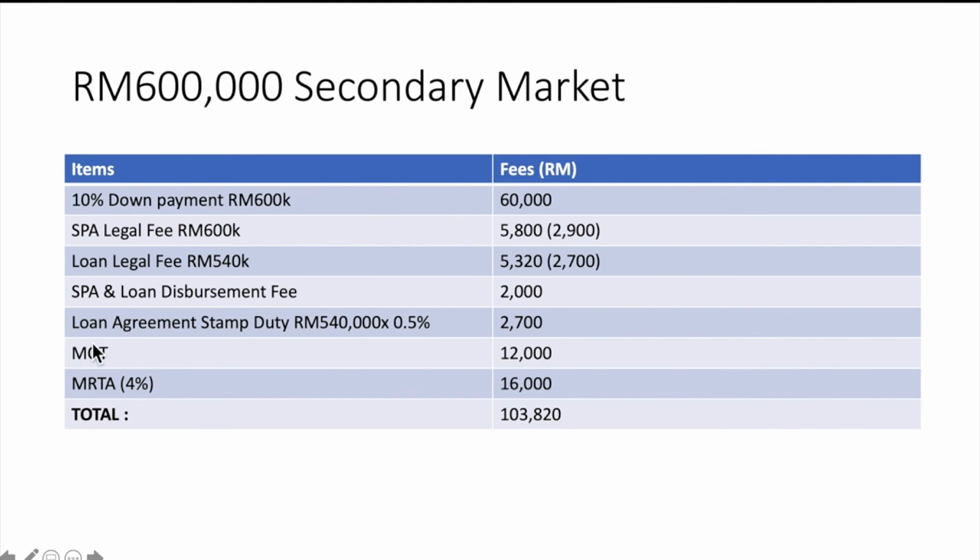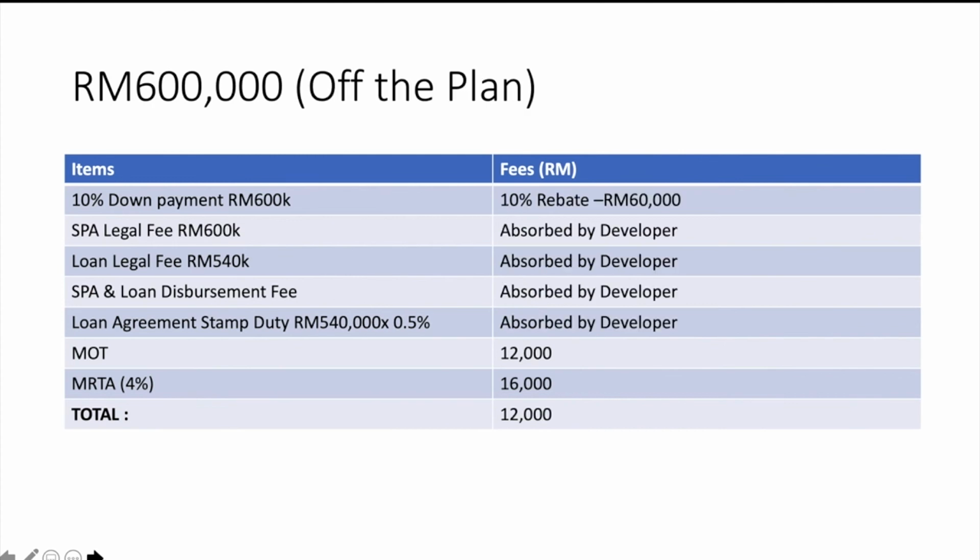On the MOT, memorandum of transfer, it's about 12,000. MRTA, actually you can finance into your loan, roughly about 4%. It also depends on your age and the property price and the tenure that you're getting for the bank loan, how long from the bank. So it's 16,000. So all in all, for a secondary market second-hand house of 600,000, you need to fork out 103,820 as your initial payment.